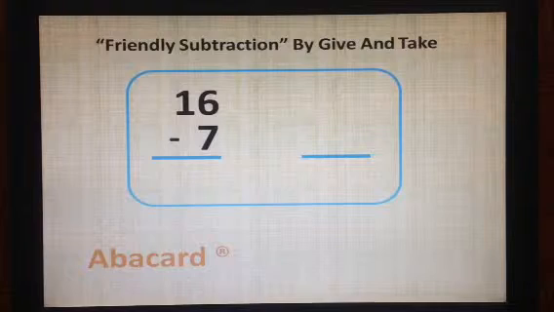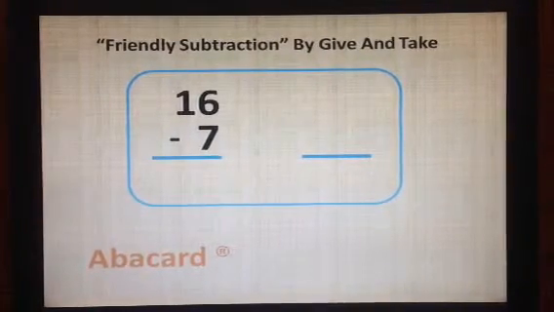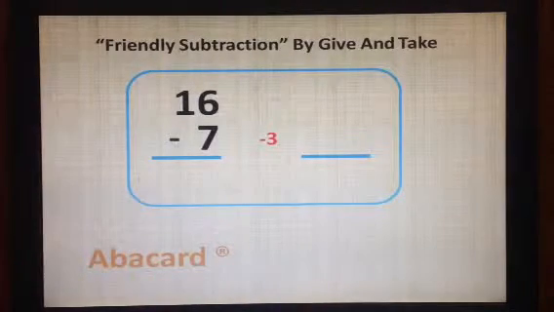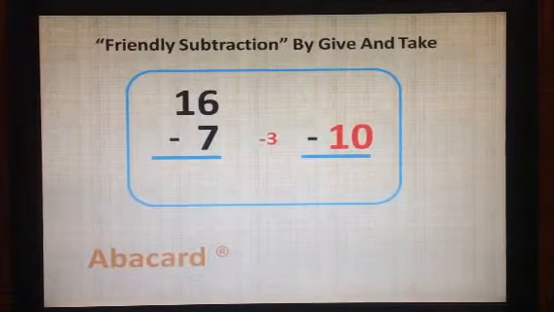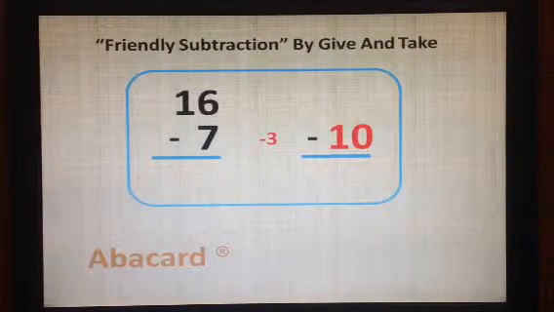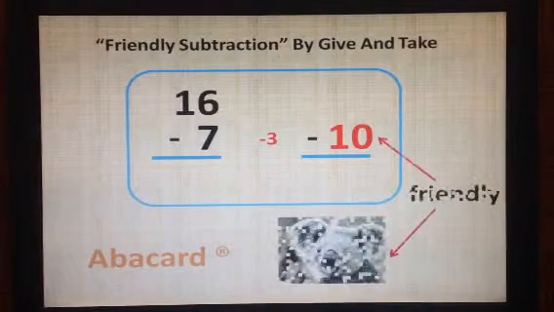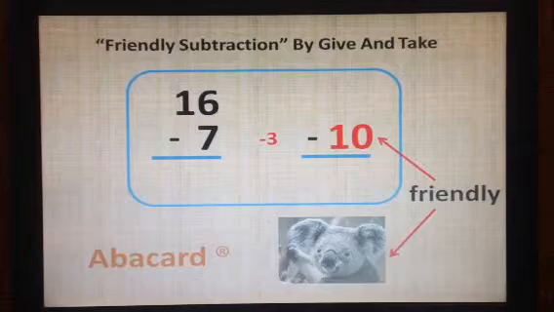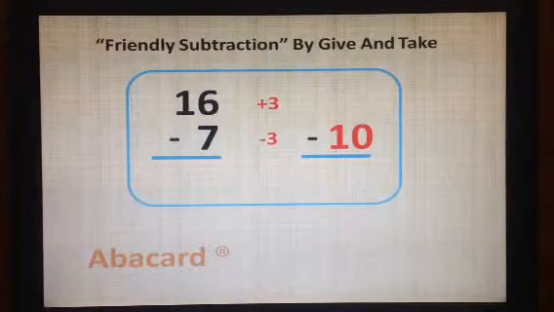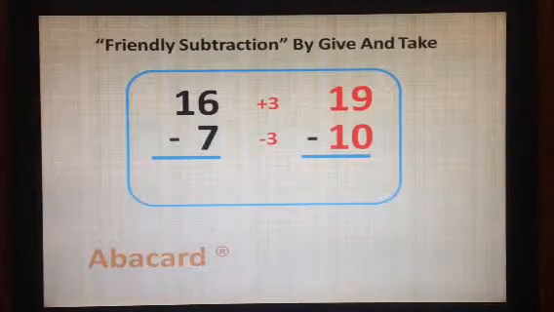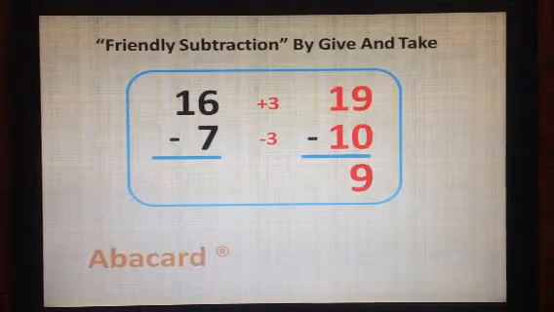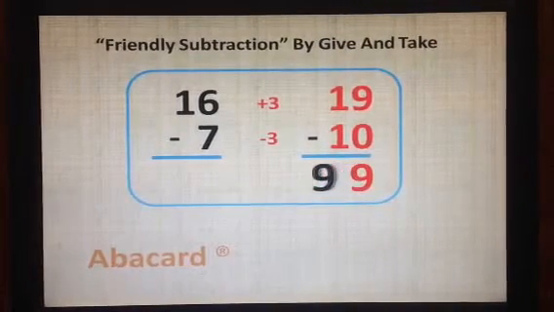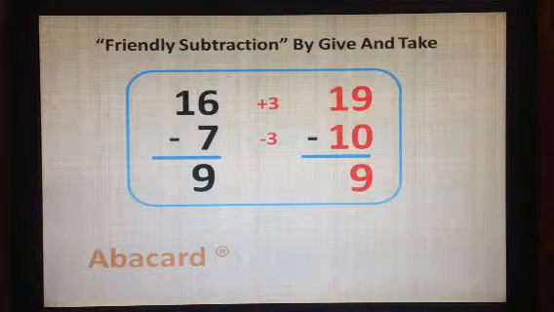Now, guess what? We're going to take away 7. And what's an easy number to take away? Well, we don't want to take away 7. We want to take away 3 more. And that means we're going to take away 10. But if we took away 3 more, we better add 3 more to the top to make it friendly. There's friendly, all right. Wow.